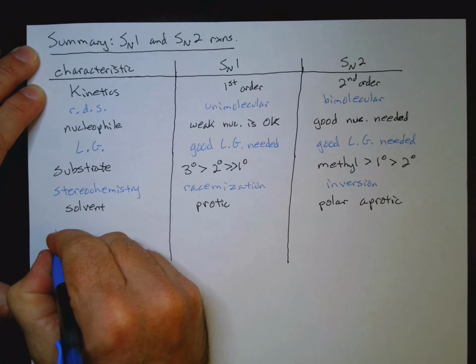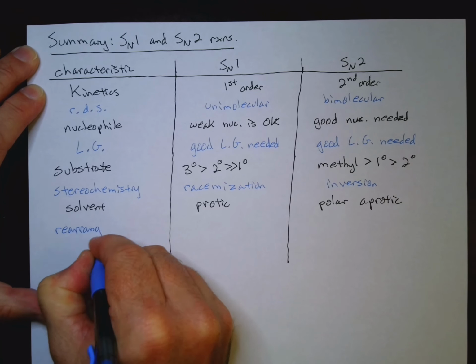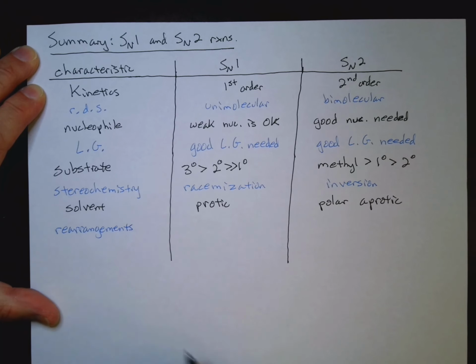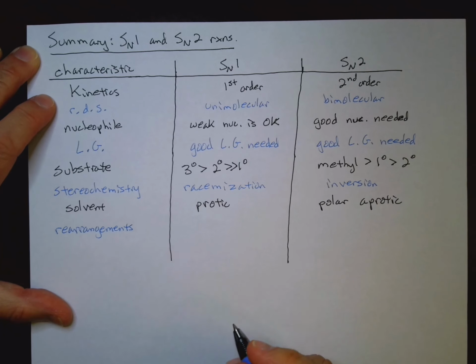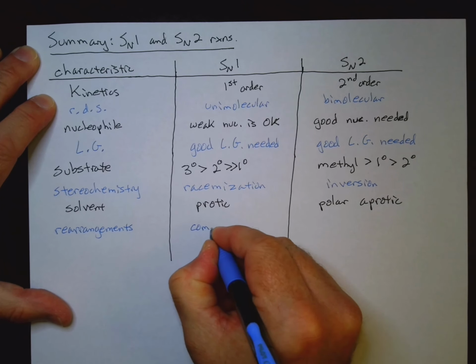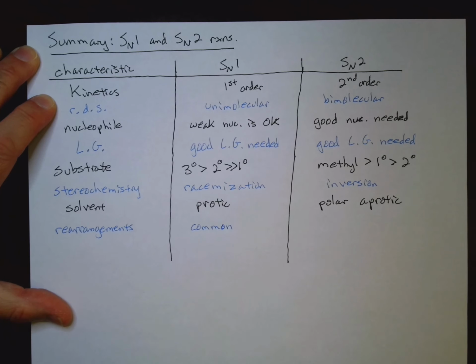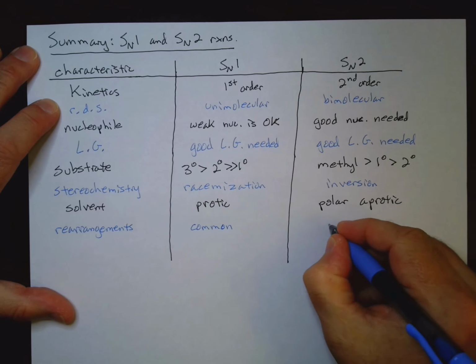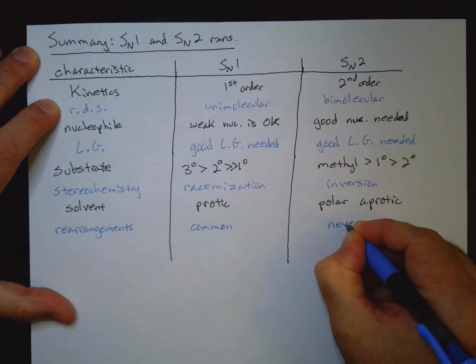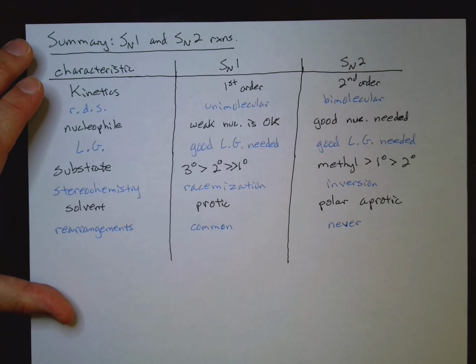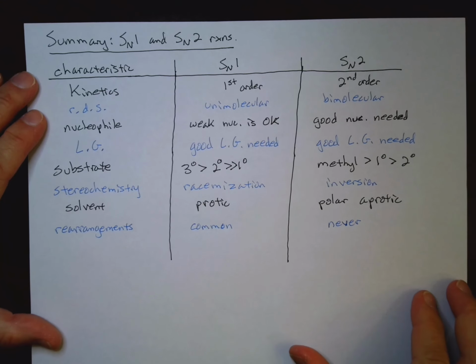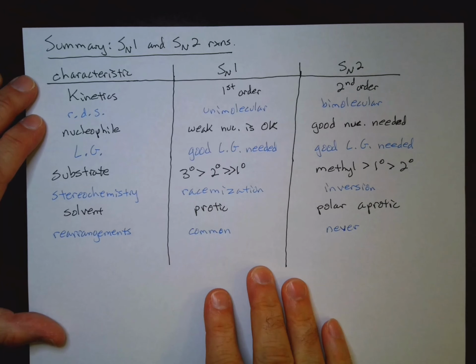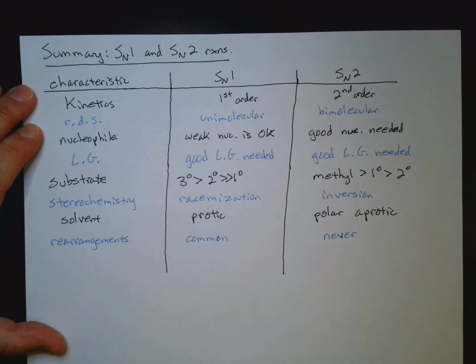And then lastly, we've got rearrangements. And since SN1 goes through a carbocation intermediate, these rearrangements are somewhat common. And we'll take a look at some examples of those in a future video. But with SN2, we never get rearrangements. Why? Well, we never form a carbocation, and it's the carbocation that will rearrange to form a more stable carbocation. So I think this is a pretty good summary, so you guys can jot this down.